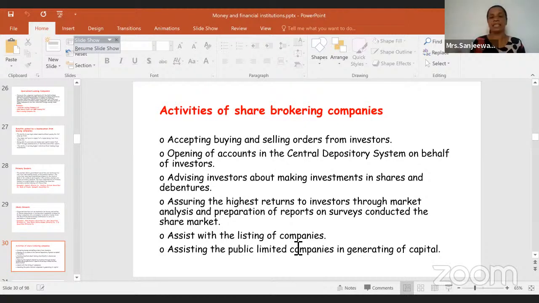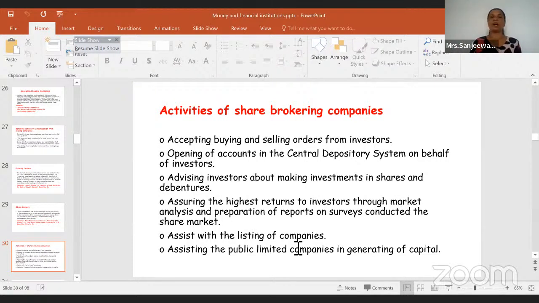Okay, then advising investors about making investment. When you go to the share market, you don't know head or tail, but the share brokers are there to advise you, right? So you can contact them and ask what gives the highest return on shares. So you get the information, what is the best company to buy shares from. Then assuring the highest return to investors through market analysis. So they analyze the market, because 24 hours they are there, and they tell you what to do.